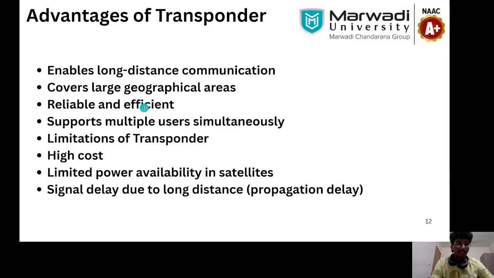Advantages of a transponder: enables long distance communication, covers wide geographical areas, supports multiple users, and is reliable and efficient. And limitations of a transponder: high cost, limited onboard power, and signal delay due to the long propagation distance.